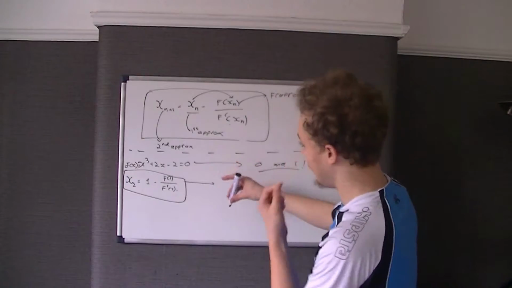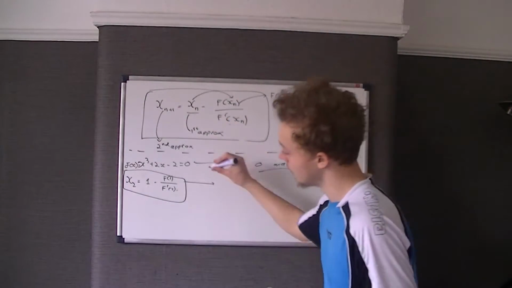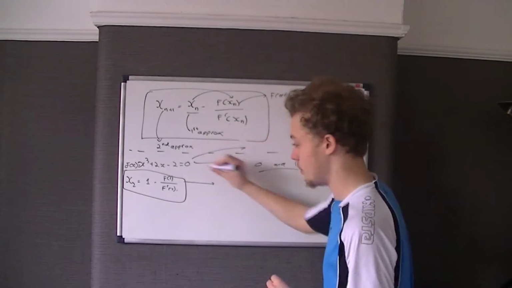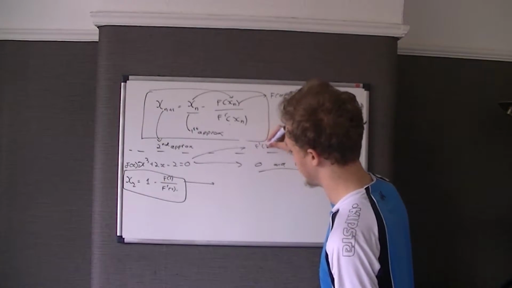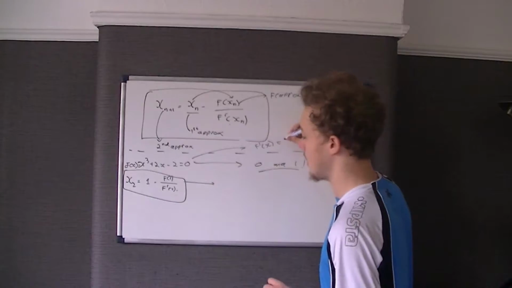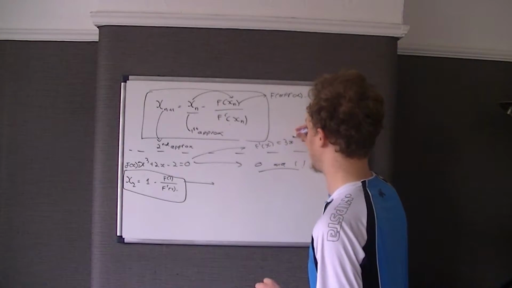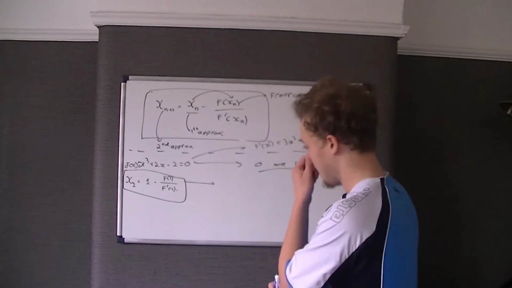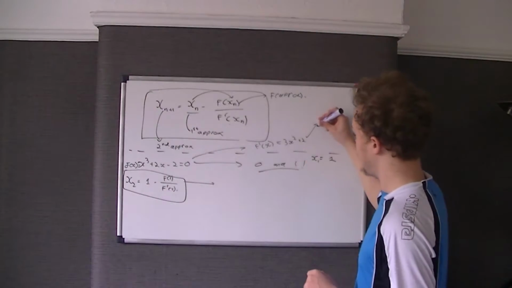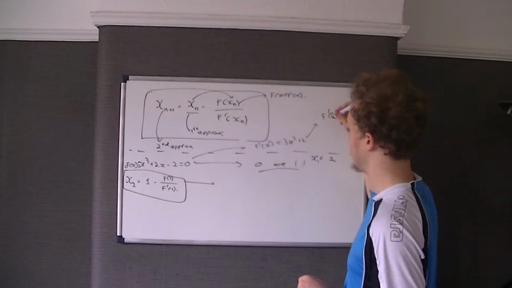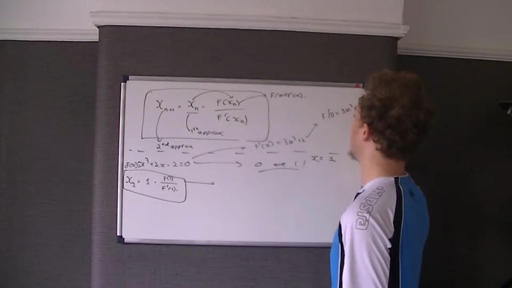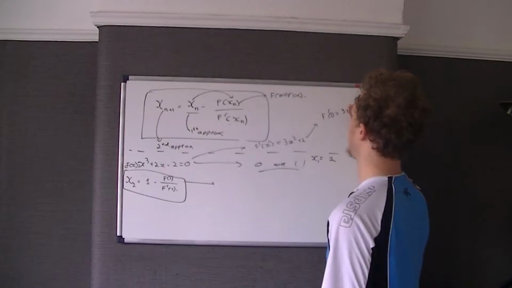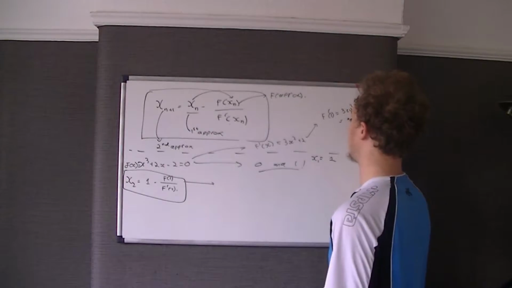To work out f dash of 1, we need the derivative of this function, and then sub in 1. The first derivative, f dash of x, is 3x squared plus 2. So f dash of 1 is 3 times 1 squared plus 2, which is 3 plus 2, so that's 5.